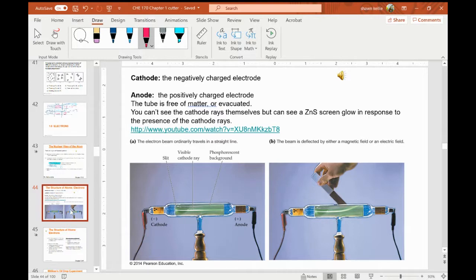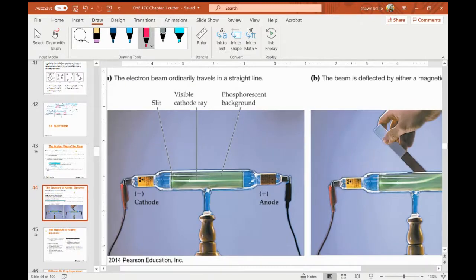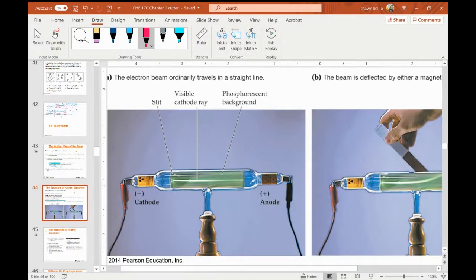Let's take a look here. Our cathode ray tube is a special type of tube. It's a glass tube that's been evacuated, meaning all the air has been removed from it. And in each end of the tube, you have two electrodes. One of these electrodes is referred to as the cathode, and it has a negative charge. The other is the anode, and it has a positive charge.